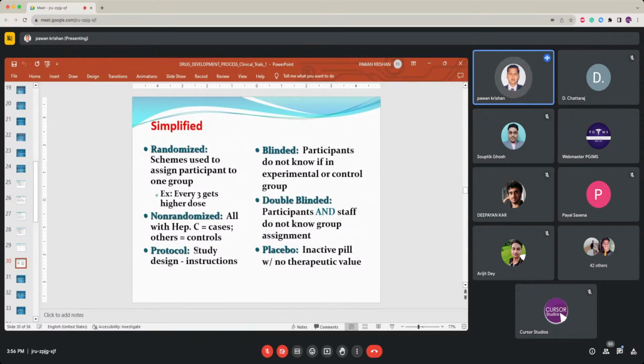Now, there is a term called placebo. A placebo is nothing but an inactive pill which resembles the therapeutic drug in size, shape, color, and appearance, but with no active constituent in it. It does not have any therapeutic value; only the excipients are there. It resembles the drug with respect to color, shape, size, and appearance.